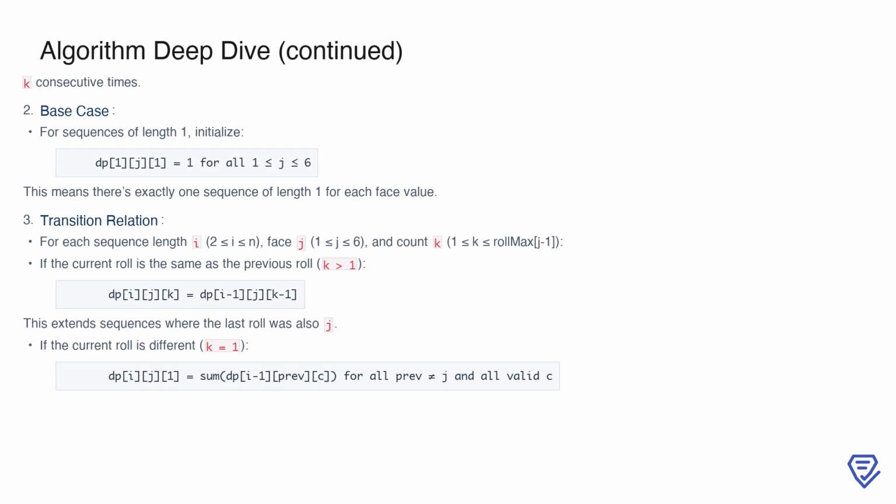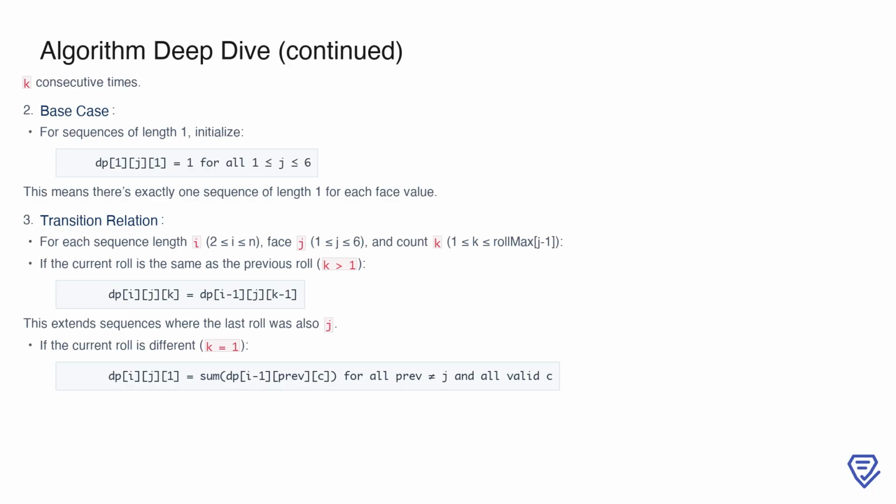Here, i represents the sequence length, j is the face value of the last dice roll, and k is the count of consecutive rolls of j. The value of dp[i][j][k] represents the number of valid sequences of length i where the last roll is j and it has been rolled k consecutive times. We start with the base case.